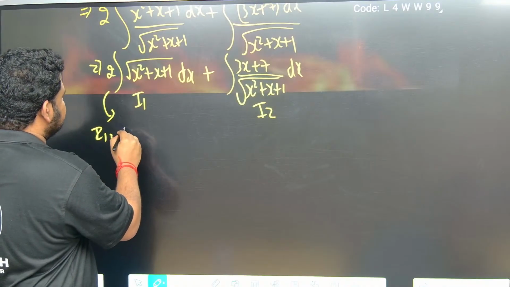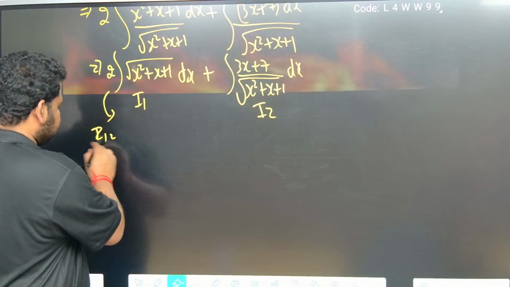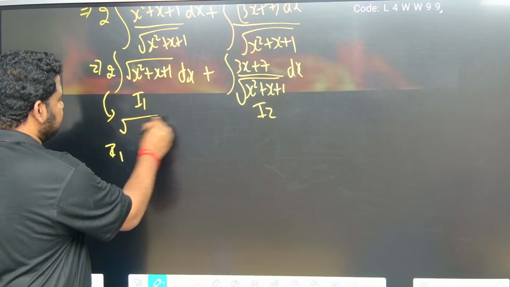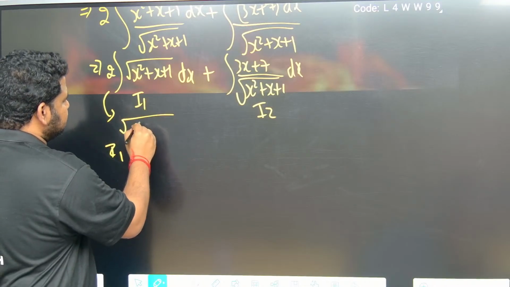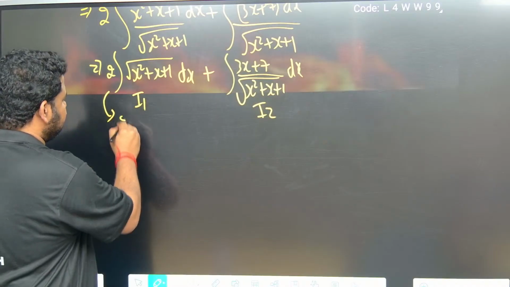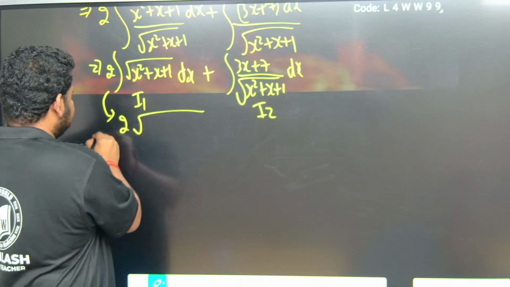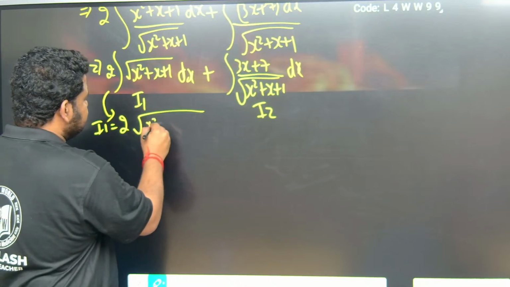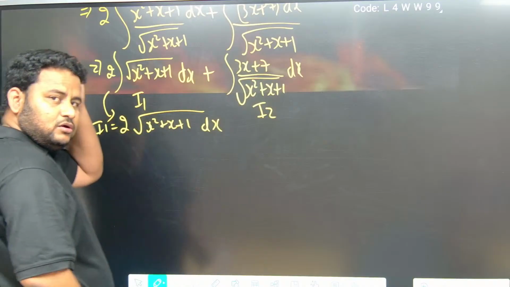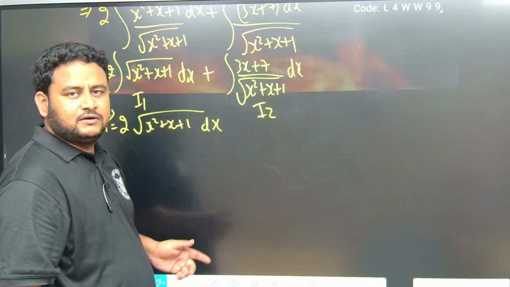Let me write down the formula here. Before that, let me reduce it to a form by the completing the square method. I1 is equal to 2 times the integral of the square root of x square plus x plus 1 dx. In x square plus x plus 1 the coefficient of x is 1, so I have to add and subtract 1 by 2 whole square.